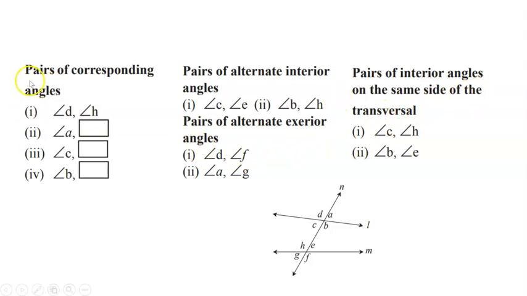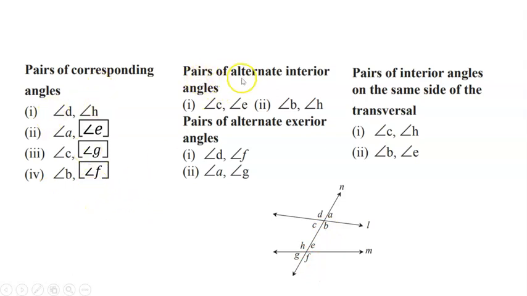Now first we will see pairs of corresponding angles. Angle D and angle H. See this here. The angle D and the angle H are corresponding angles. Okay. Next, angle A and angle E are corresponding angles. Next, angle C and angle G are corresponding angles. Angle B and angle F, these are the pairs of corresponding angles.